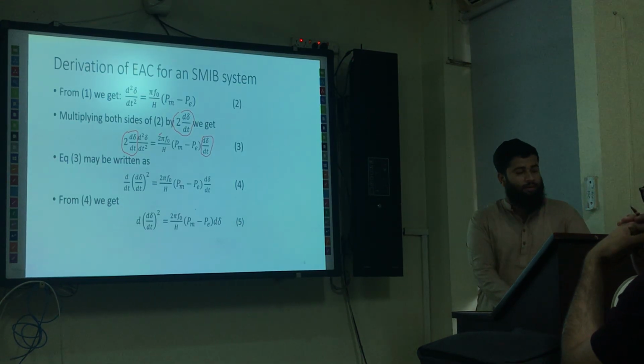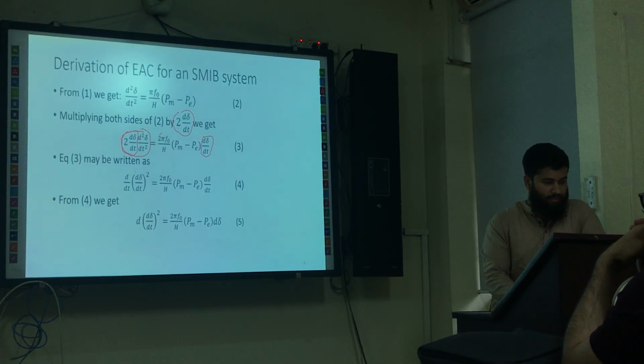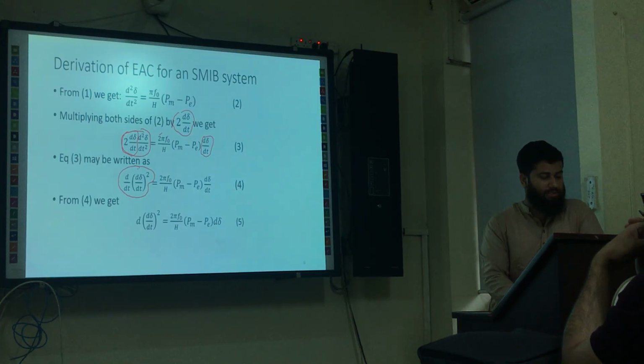Now this whole term can be written as this. Can you not tell me how we can write this as this? What is the logic behind this?